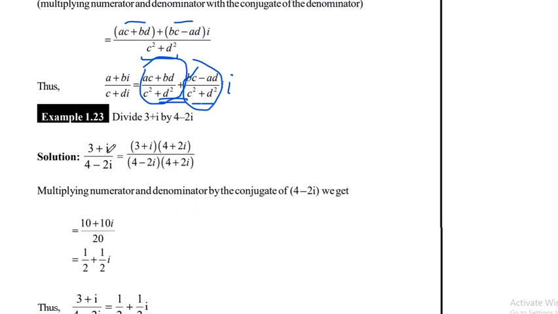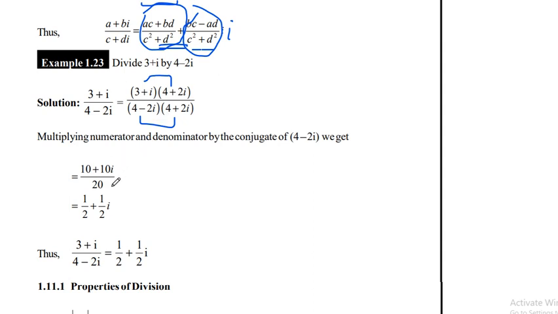You can see this as an example. 3 plus iota over 4 minus 2 iota. You multiply the numerator, 3 plus iota as it is, and the denominator 4 minus 2 iota becomes 4 plus 2 iota, and the numerator also by 4 plus 2 iota. Now you multiply these two numbers and the denominator becomes 4 square plus 2 square, which is 16 plus 4, which is 20, right? And here the numerator becomes 12 minus 2, which is 10, and then 6 plus 4, 10. So now 10 by 20 plus 10 by 20, so you get half plus half iota. That's how you divide two complex numbers.